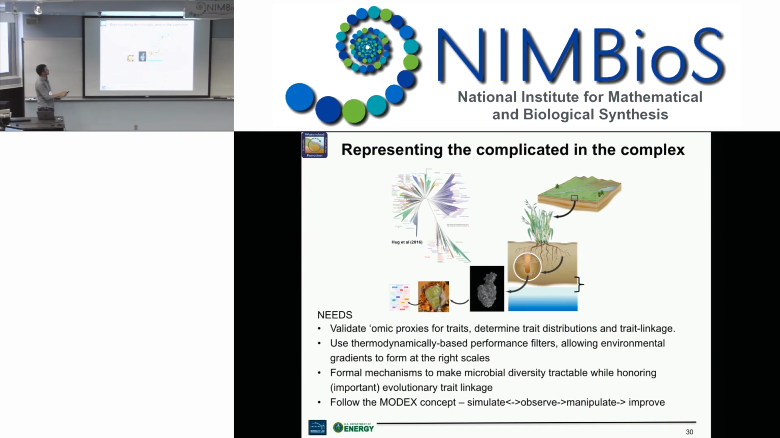I just want to go back to this, representing the complicated and the complex. Really we need to be able to validate these omic proxies for traits and determine the trait distributions and the trait linkage. That requires omics, but also cultivation. I really think it's important to use these thermodynamically based performance filters. The differences in free energies available between reactions is huge, and that can explain a lot of the variance in microbial community dynamics. And we need formal mechanisms to make the microbial diversity tractable.